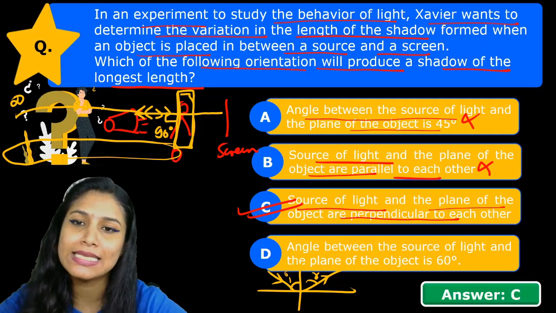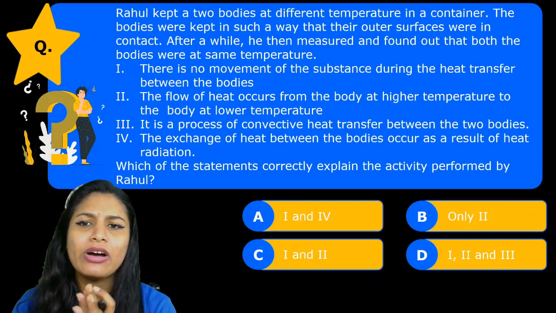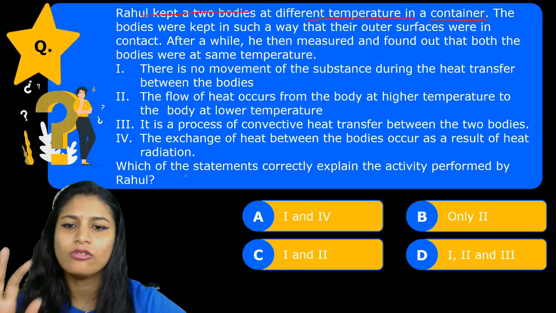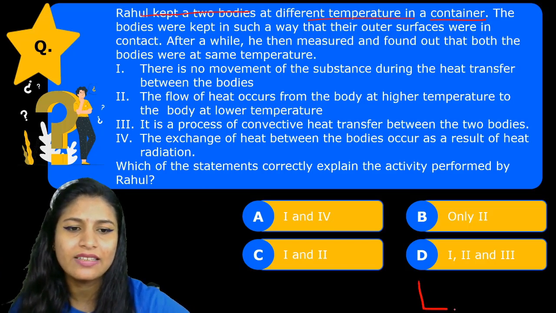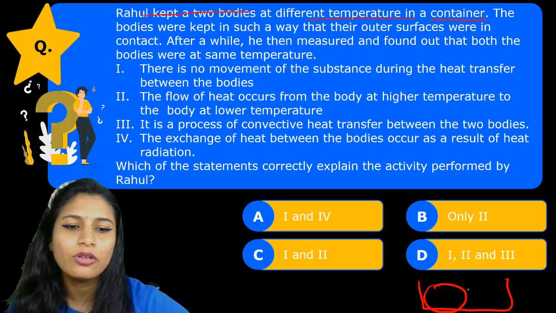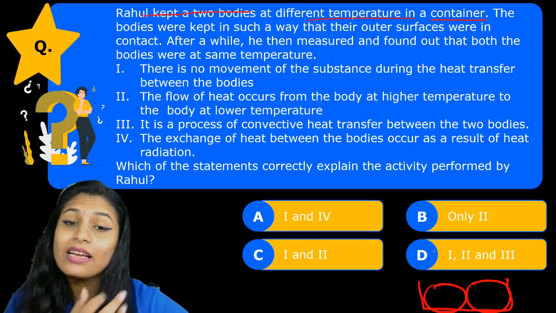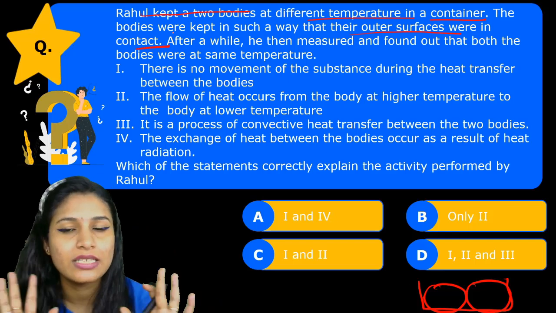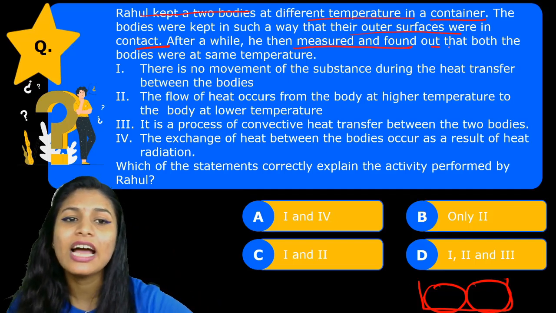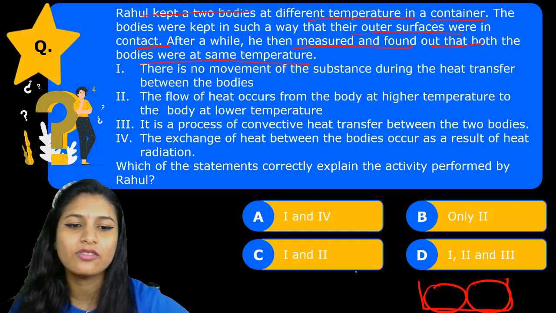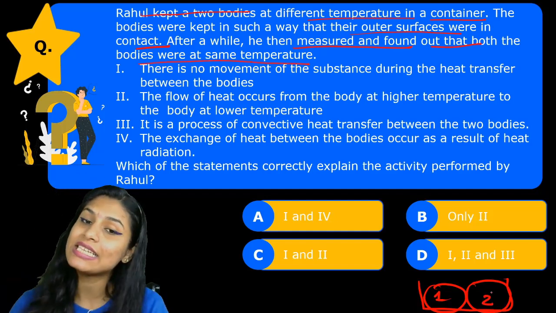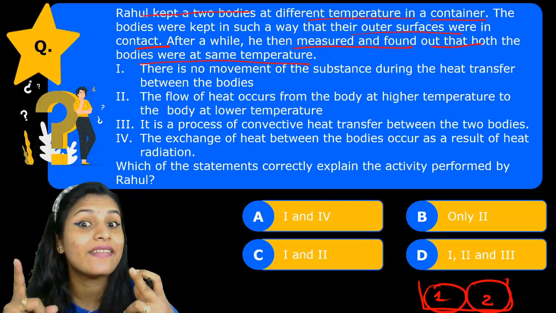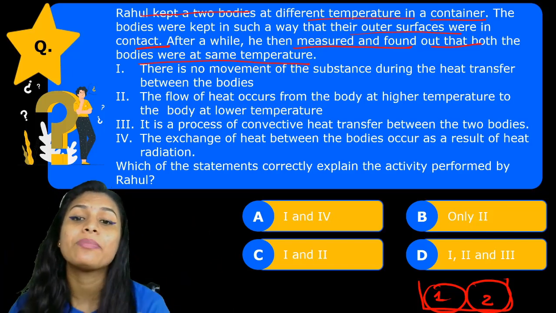Okay, answer is C. Okay, here we are being given one question. Rahul has kept two bodies at different temperature in one container. Okay, let us take one container like this. Here is a container and Rahul has kept those two bodies. In what way are they kept? That their outer surfaces were in contact. So those two bodies are touching each other. Okay. He then measured and found out that both the bodies were at the same temperature. So body 1 and body 2 initially were at different temperature when they were kept inside one container. How? Touching each other, then the temperature becomes same.